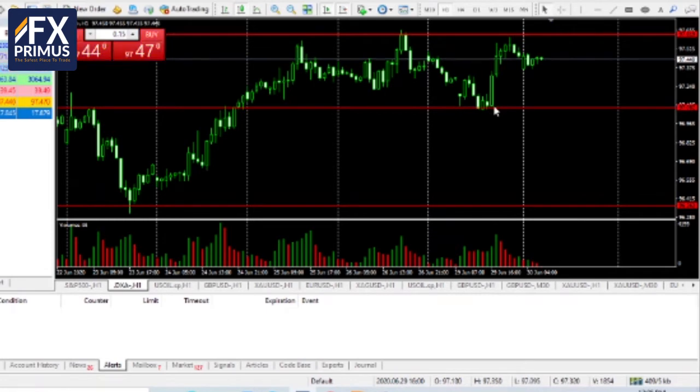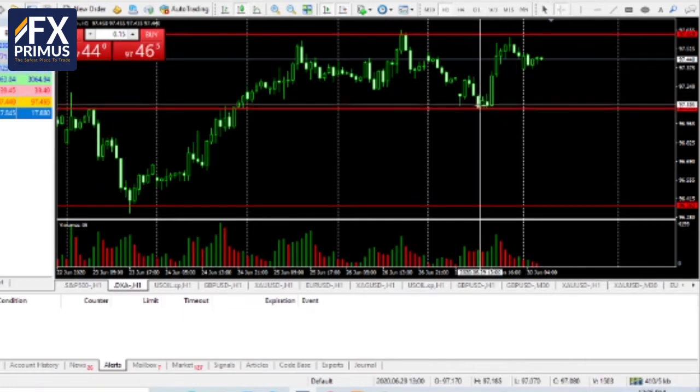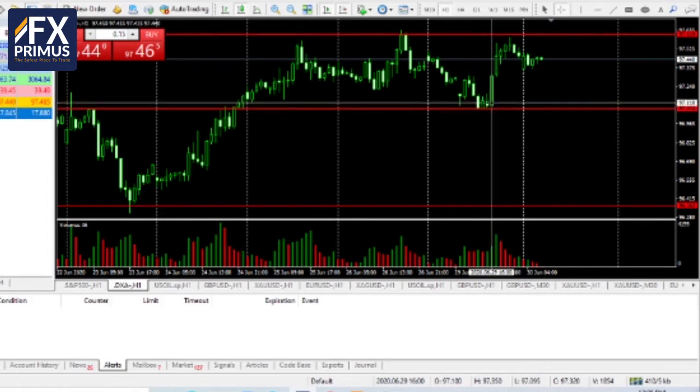Okay, so after weakening and consolidating at this support level of 97.07 for about 1 to 3 hours or so, the US dollar began to strengthen during the US trading session. Time below is 1600, that is the server time again. So you need to add 5 hours, so it will be 2100 hours. So 21 would be 9 p.m. local Singapore and Malaysia time.